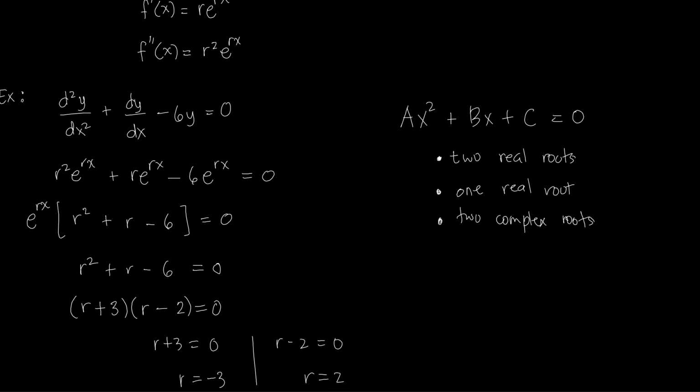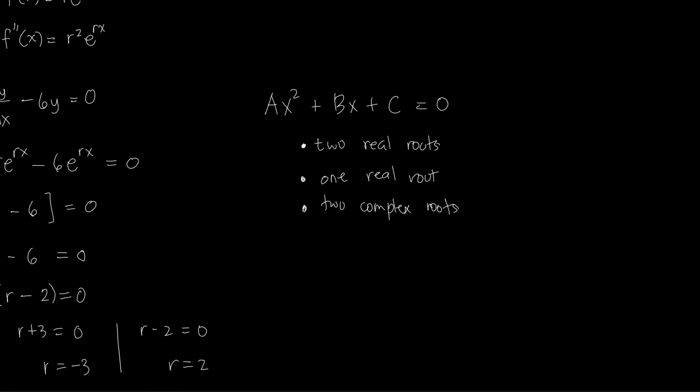Now, how do we know if there are two real roots? We can know it by using the discriminant. The discriminant is b squared minus 4ac. Is b squared minus 4ac the discriminant? Yes, sir.